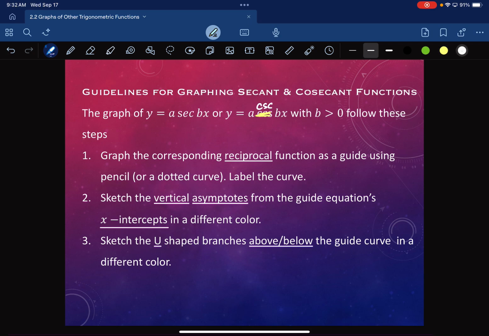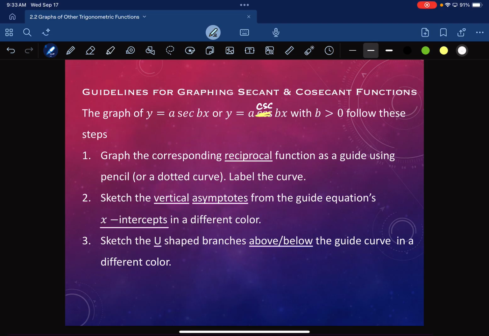CSC bx with b greater than 0, follow these steps. First, you're going to graph the corresponding reciprocal function using it as a guide. You can sketch it in pencil. So if all you're working with is pencil, that's great. If you don't have any colors with you, you can sketch it with pencil.